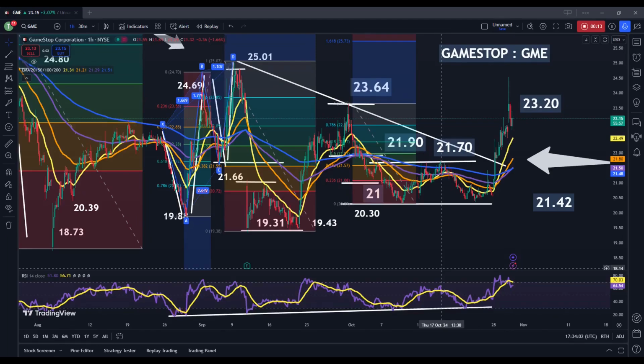Here is the current stock market analysis for GameStop Corporation, stock ticker GME.